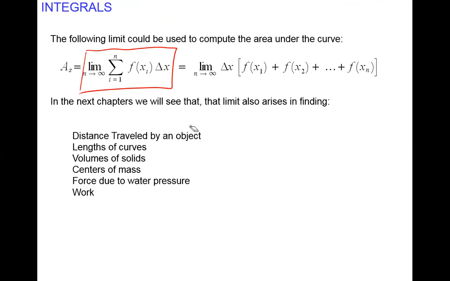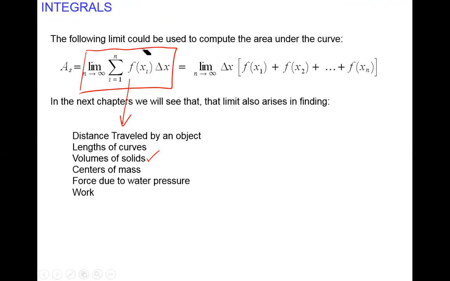Distance traveled, which we will not talk about, but the same limit is applied. Distance traveled, length of the curve, volumes of the solids. Actually, volumes of the solids we will talk about. Centers of mass, we will not talk about. Force due to water pressure, work. All of them, if we would like to define them, we will use this limit of the sum, and we know what this means. Kind of like base times height.